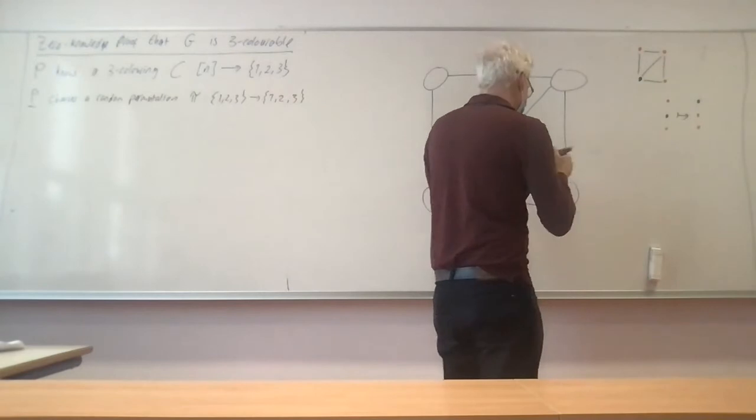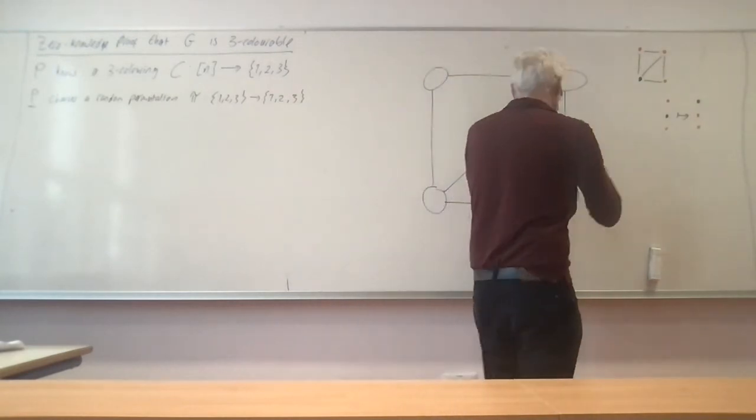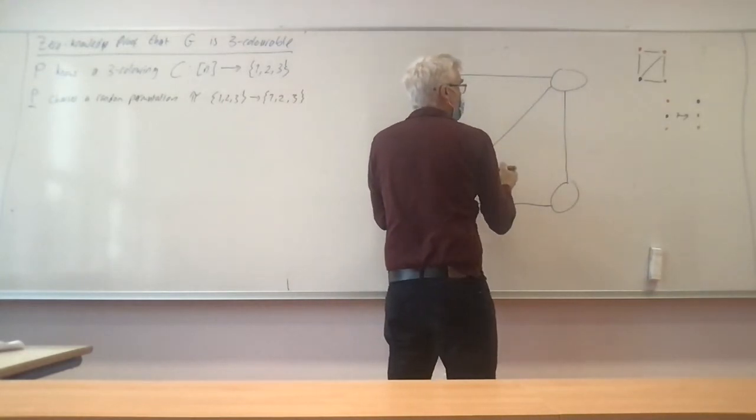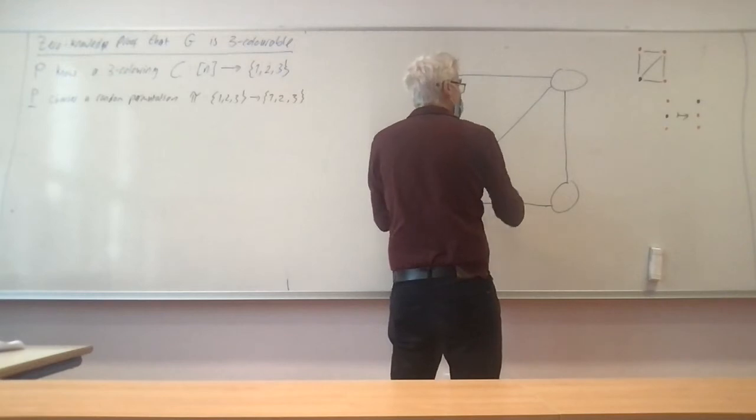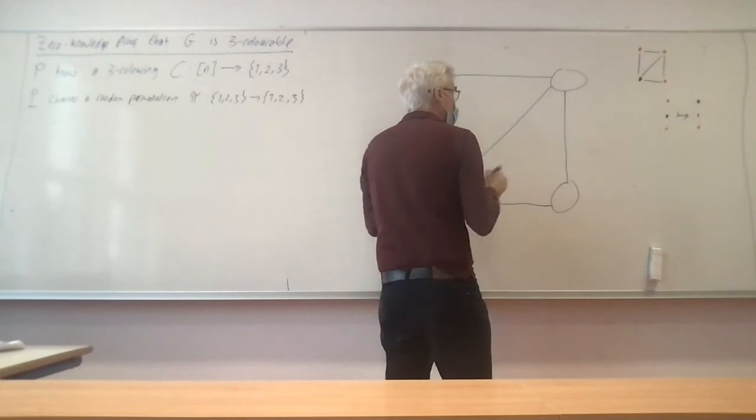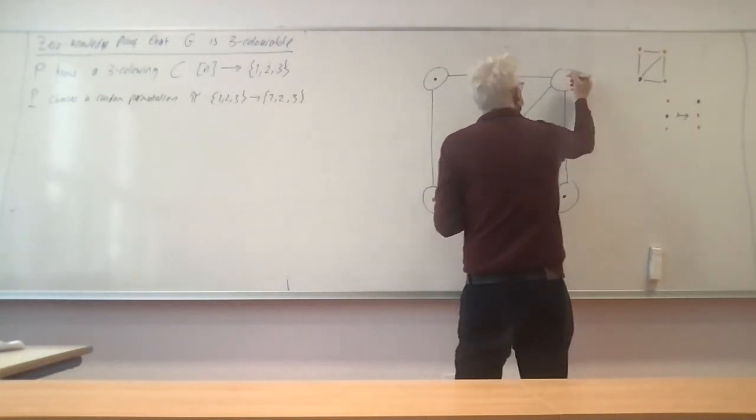So the permuted coloring is: the red and blue got swapped. So blue, red, blue, and this one's still orange.